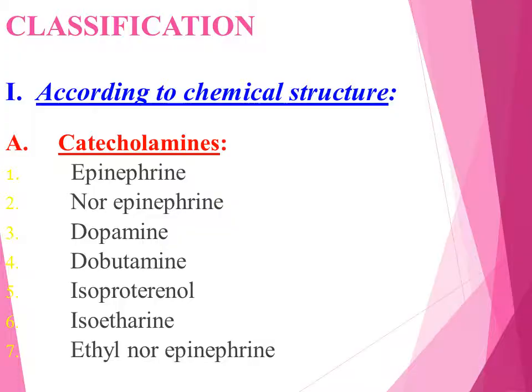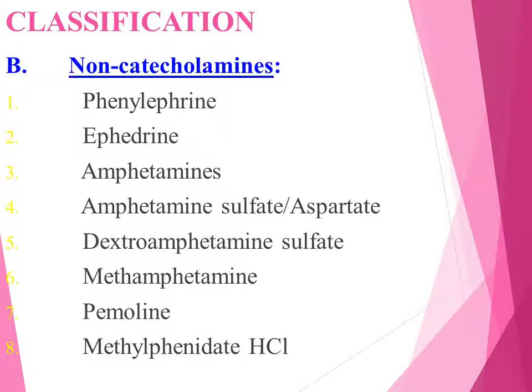Classification. We can classify sympathomimetic drugs on the basis of their chemical structure. As I have already told you, on the basis of chemical structure, we divide them into two classes, catecholamines and non-catecholamines. Non-catecholamines include phenylephrine, ephedrine, amphetamine sulfate or aspartate, dextroamphetamine sulfate, methamphetamine, pemoline, and methylphenidate hydrochloride.